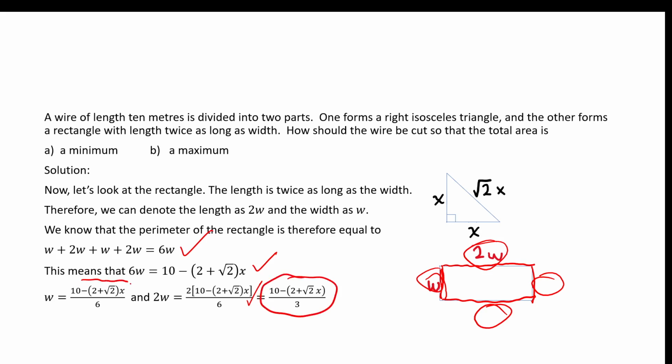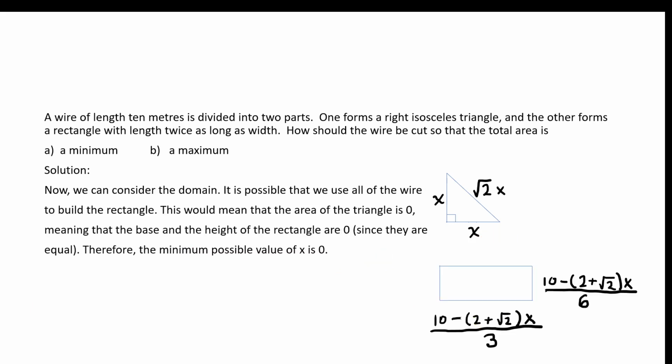Okay, so what we're doing is, in terms of x, we have a value for the shorter side, which is 10 minus the quantity (2 plus root 2) times x all over 6. And then we also have a value with respect to x for the longer side of the rectangle, which is the same numerator but only divided by 3.